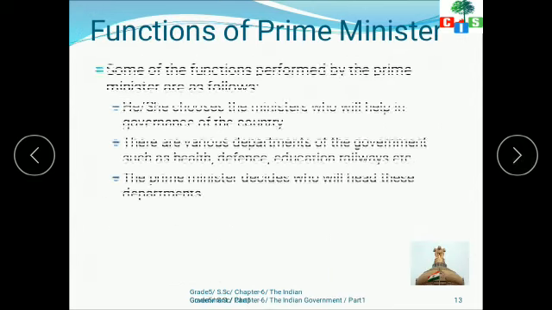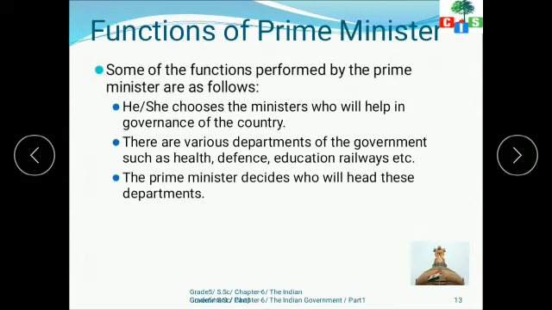Next, what are the functions of the Prime Minister? There are a few functions. First, he or she chooses the ministers who will help in governance of the country. To run the country properly, he chooses a few of the ministers. They make their own group of ministers, right? There are various departments of the government such as health, defense, education, railways, etc. The Prime Minister decides who is going to be head of all these departments. So this is all about the functions of the Prime Minister.